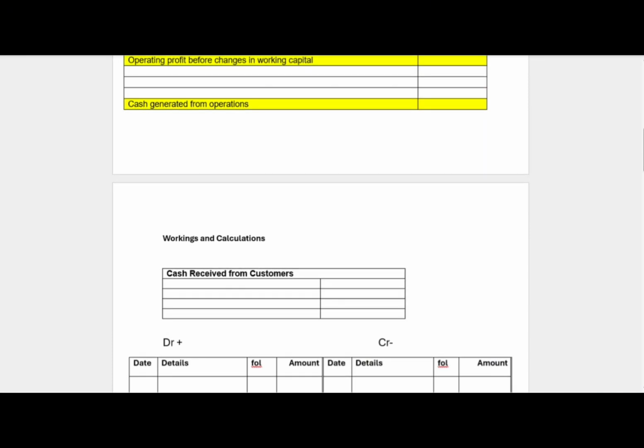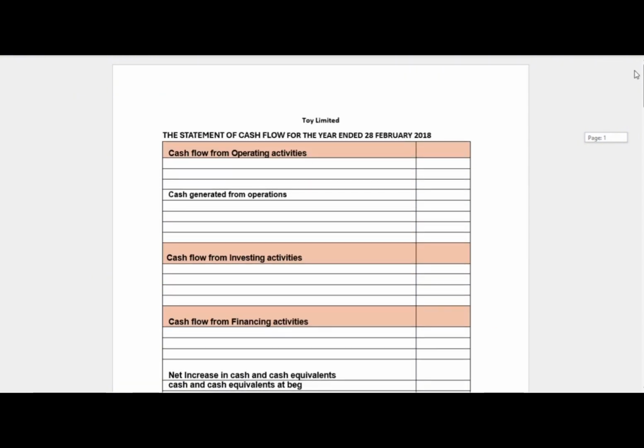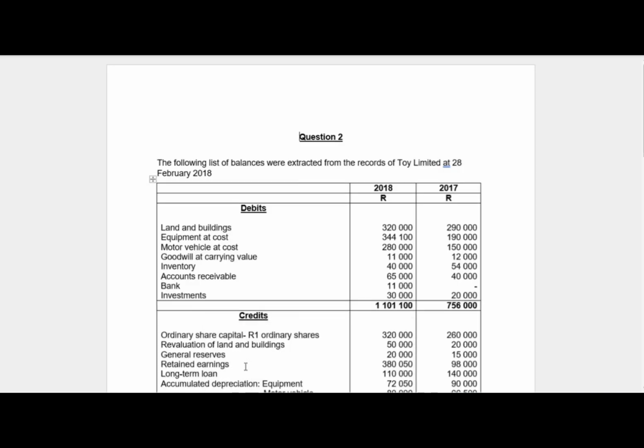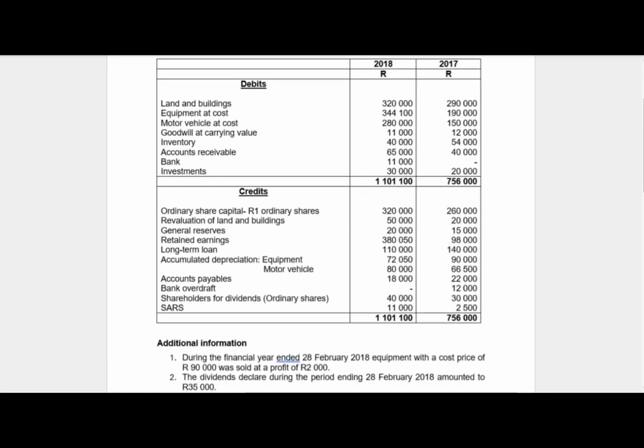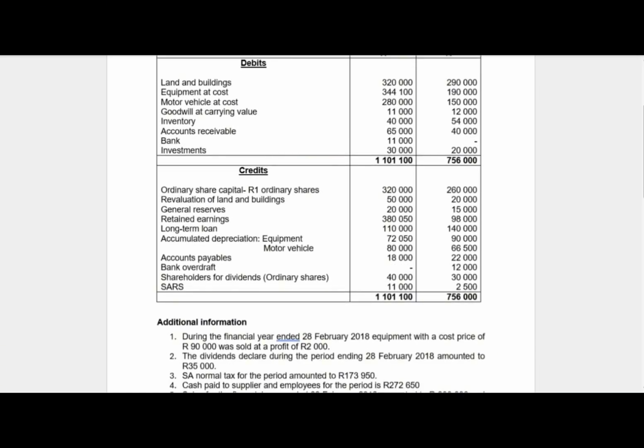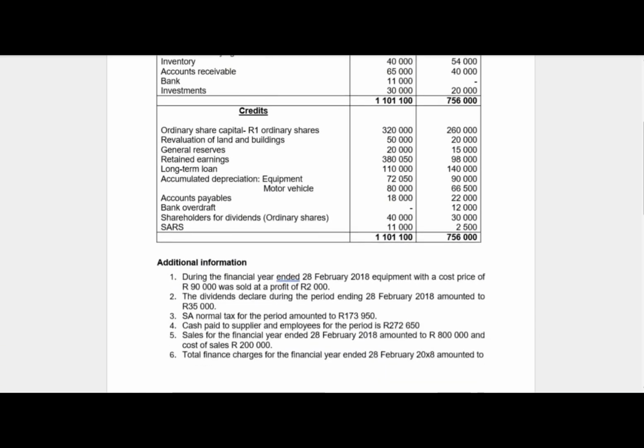Let's go back and start with this question, where we are going to go through the question paper, read and understand what is really required of us. So let's just start with question 2. They say the following list of balances were extracted from the records of Toy Limited at 28 February 2018, and then they gave us the list of balances, debits, and they also gave us the list of balances, credits. And then they also gave us additional information.